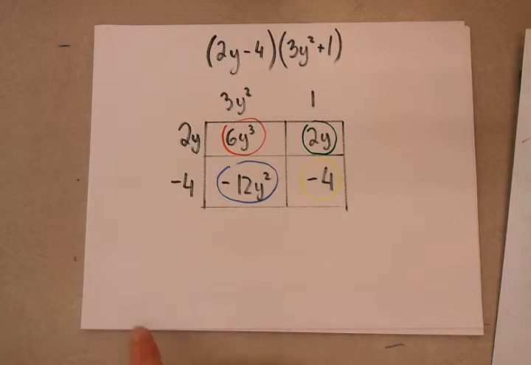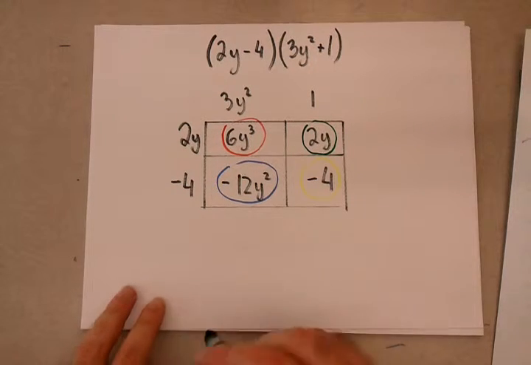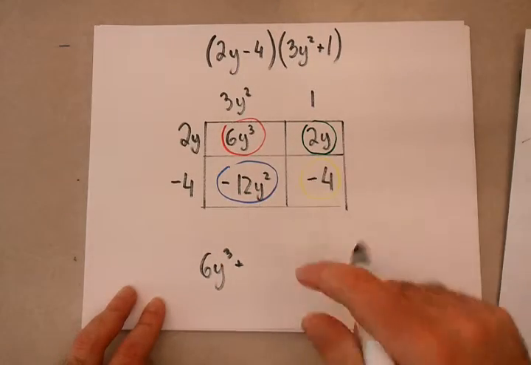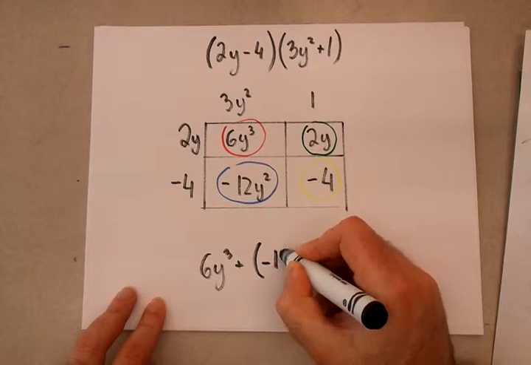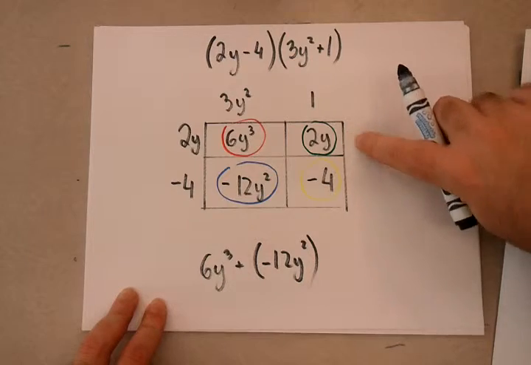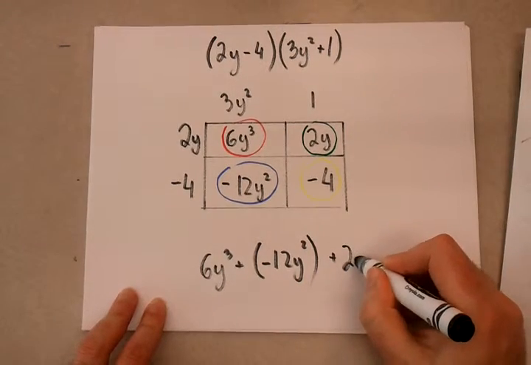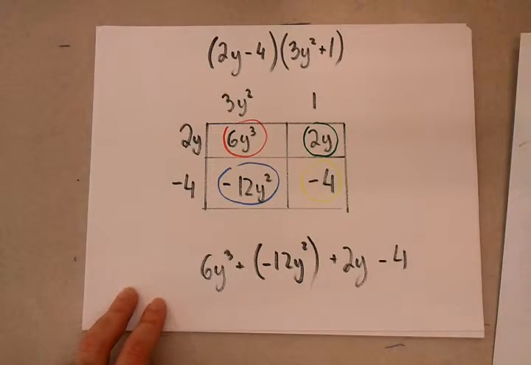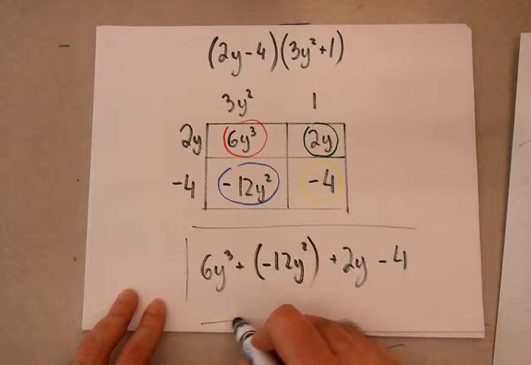And the next step is write out the answer starting with the highest degree monomial, ending with the lowest degree monomial. So your answer is right away in standard form. So the highest degree monomial is the one in red, the 6y to the third, plus the negative 12y to the second, that's the second degree monomial, the one in the blue. Then the one in the green, our first degree monomial, plus 2y. And then lastly, minus 4, our 0 degree monomial. And that's the answer.